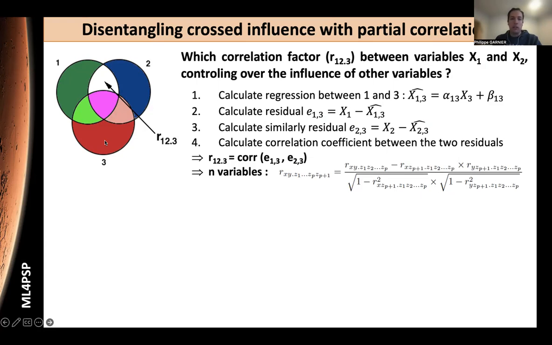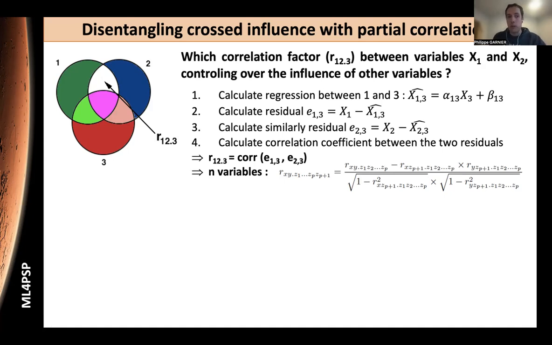So to do that, you calculate first a regression between 1 and 3, getting the shared information between both variables. You calculate the residual corresponding to the green plus white area. And you do the same for the regression between 2 and 3. You get the residual corresponding to the blue plus white. And then you calculate the correlation between the 2 residuals, which gives you exactly the white area corresponding to the correlation factor, removing the cross influence of variable 3.